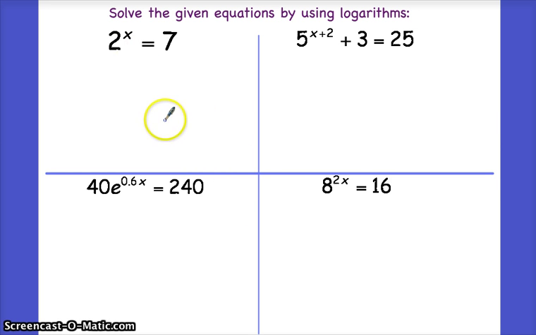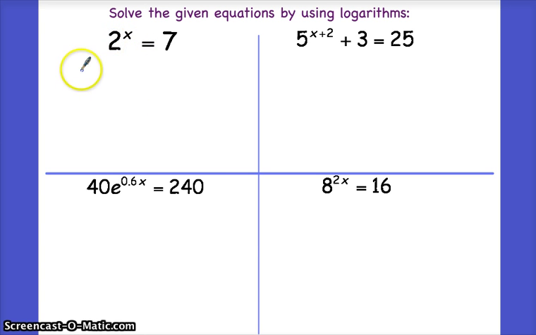2 to the x equals 7. Well, 2 to a nice even power, maybe some sort of an integer, isn't going to come out to 7. We're going to have to use something in between. Note that 2 squared equals 4, but 2 to the third is already 8. We skipped right over 7. So what we're going to want to do is use a logarithm to find that decimal, find something between a second power and a third power that'll give us 7.